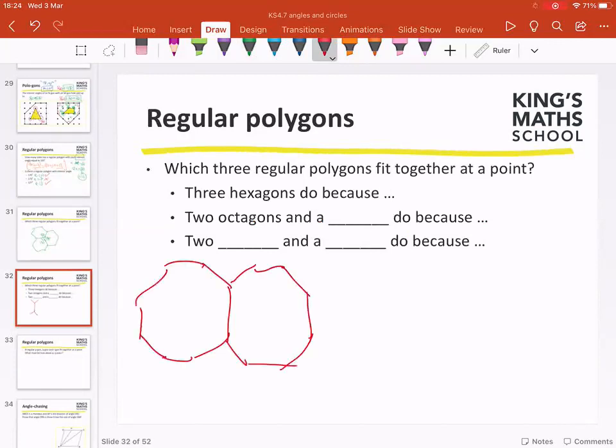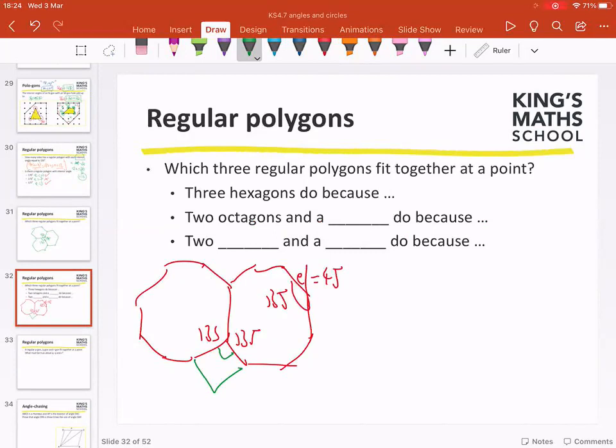For an octagon, the exterior angle is 45 because it's 360 divided by 8. So the interior angle is 135. So there's a 135 and a 135. So that's 270, and so therefore the missing angle is a right angle. And so the missing shape is a square.